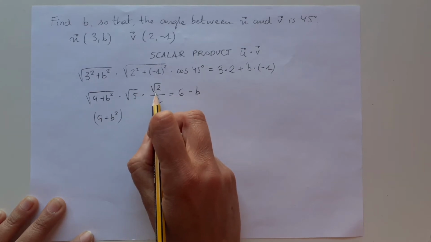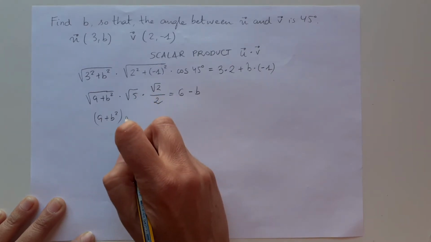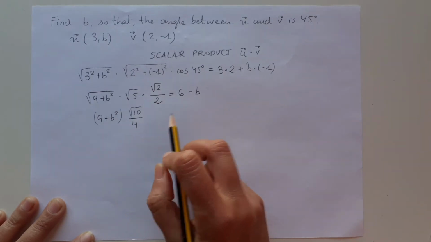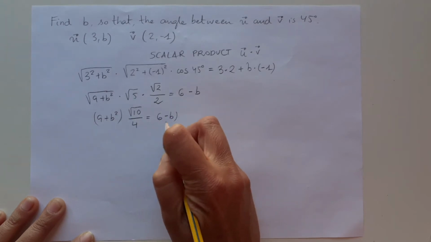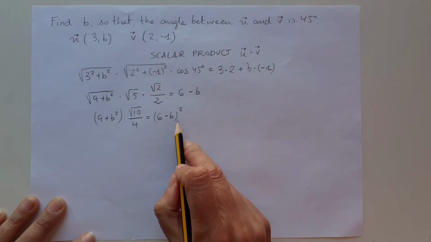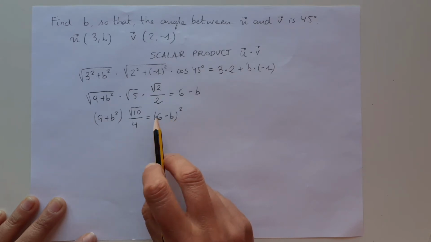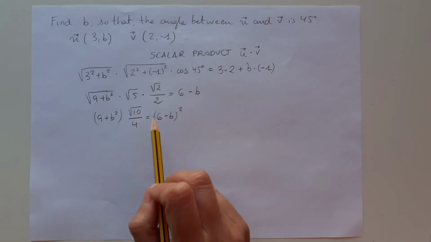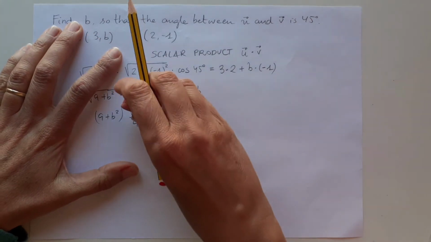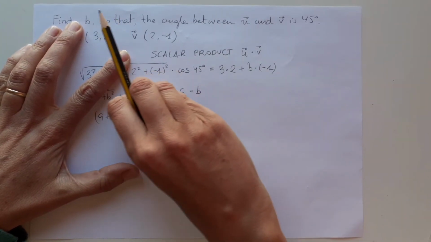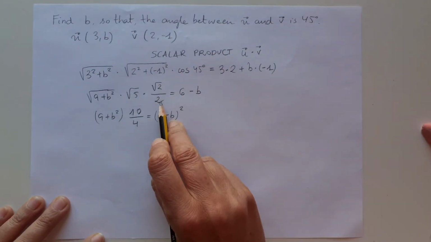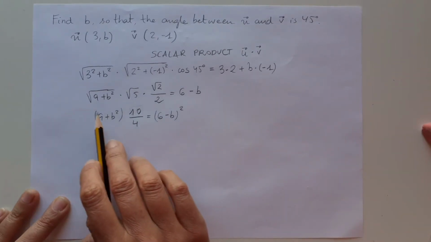And here we would have 10 over 4, right? And this equals (6 minus b) squared. Be real careful because this is a special product. So, I forgot something. Something's wrong because we squared this, so this root must disappear. And the result is 10 over 4, which is the square root of 2 squared. Okay, sorry about that.